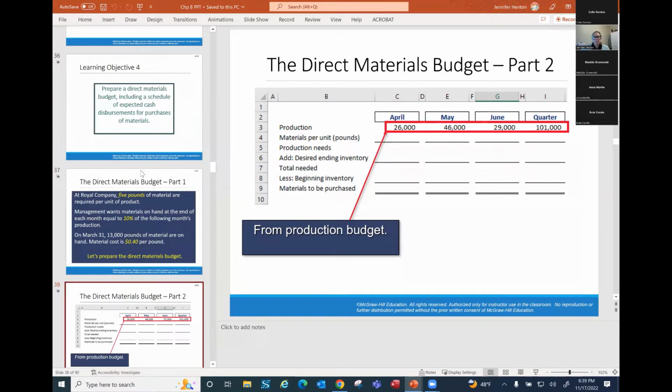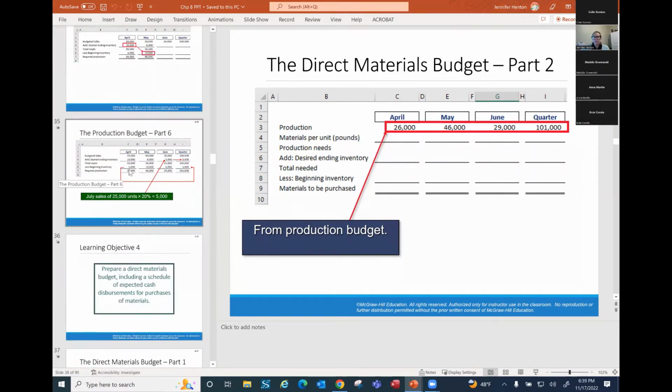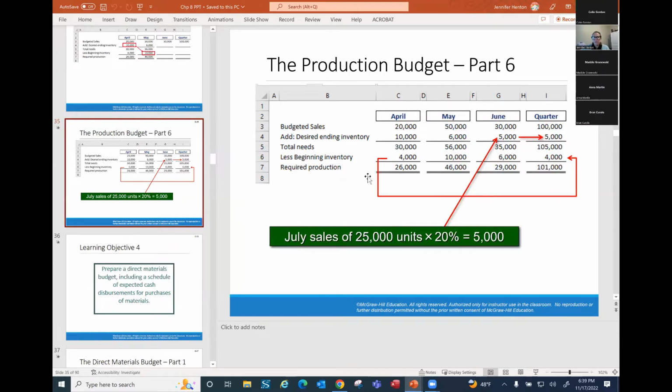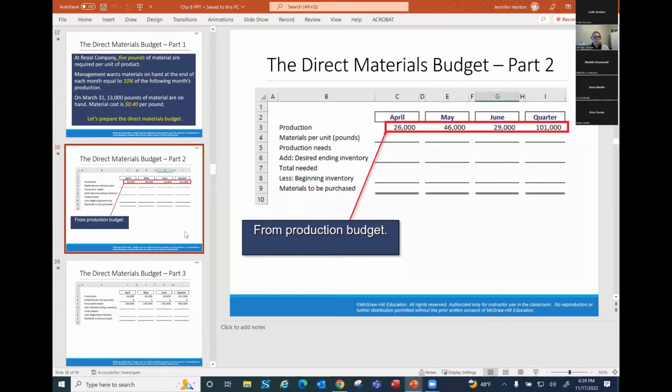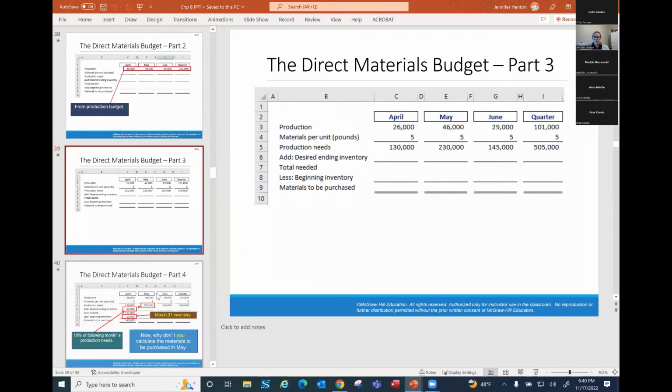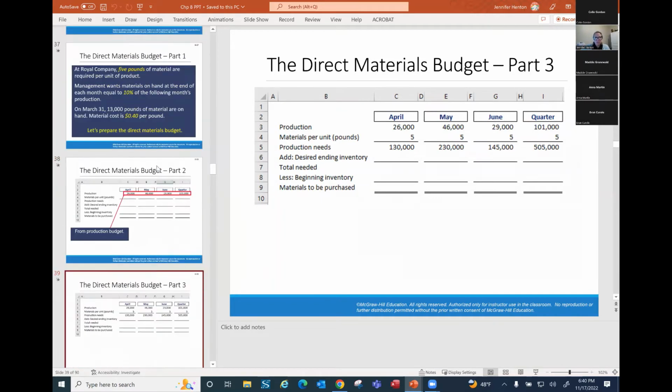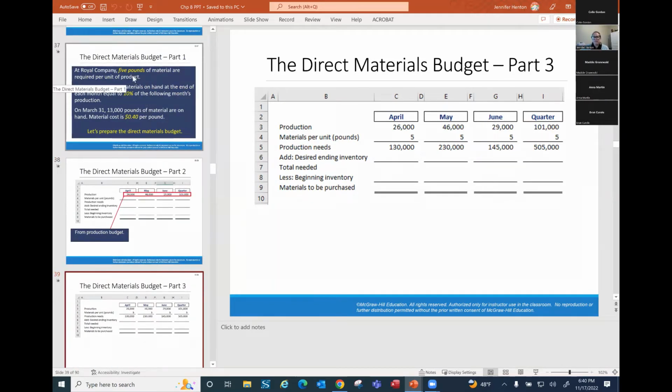All we're doing is taking the production budget, where we ended here, the required production of 26,000, 46,000, 29,000. That's kind of what we're starting with here. So we have our production. This is what we know we have to produce. We need to figure out how many pounds we need, and then how much that is going to cost us. So we have to do the calculation for that. What was given to us back here is that they have 5 pounds of material required for each unit of product. So I'm going to take the 26,000 times 5. I have production needs of 130,000 pounds.